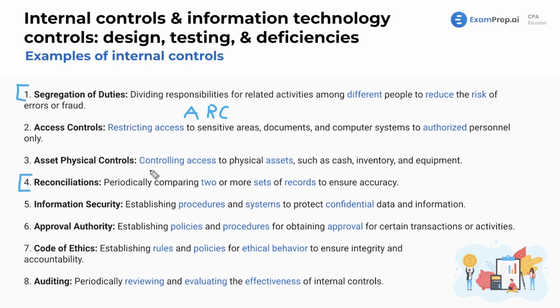Asset physical controls, this is going to be like a key card system. You've got physical checks, right? Someone's got to scan to get into the warehouse, controlling access to physical assets such as cash, inventory, and equipment. Passwords, fingerprint scanners, anything like that.